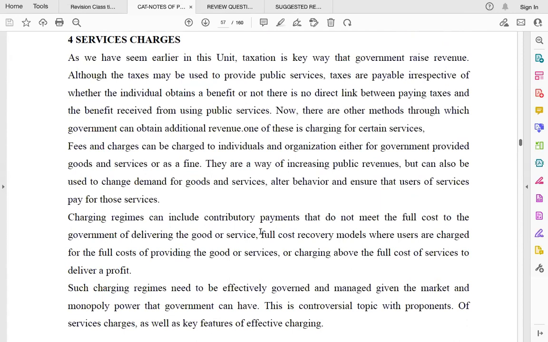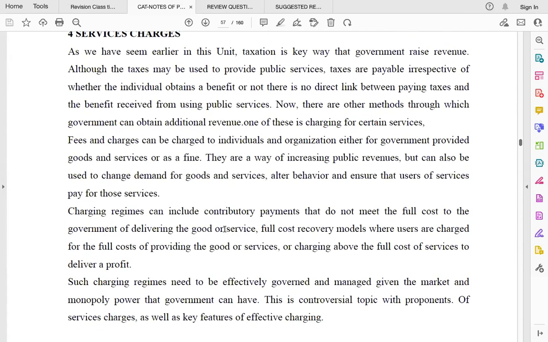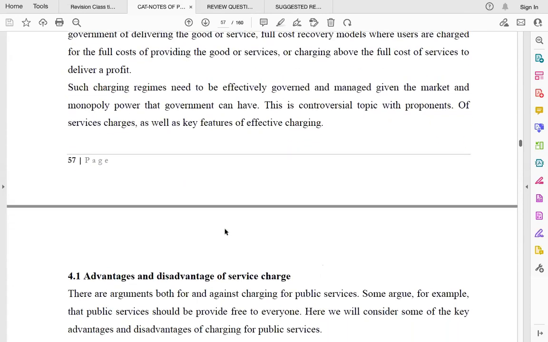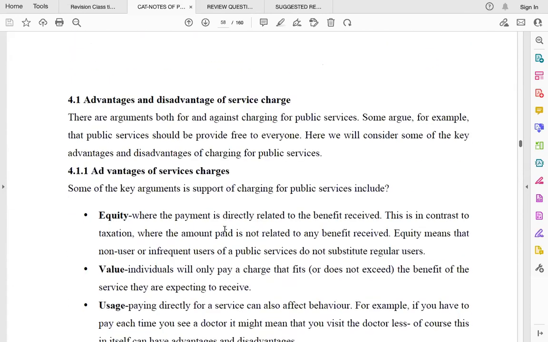Other sources of revenue include service charges. These are the services that we pay for. They charge us for the service provided, like when you are paying at Irembo, you need some service, you need the notary service, you pay some money.